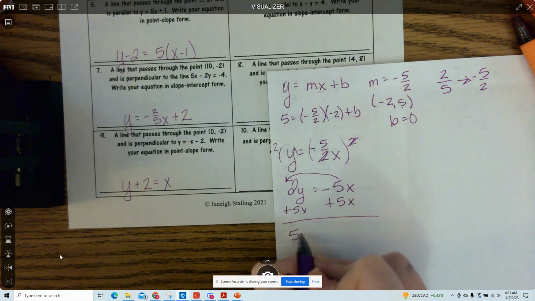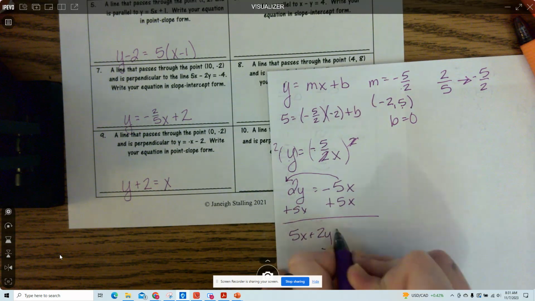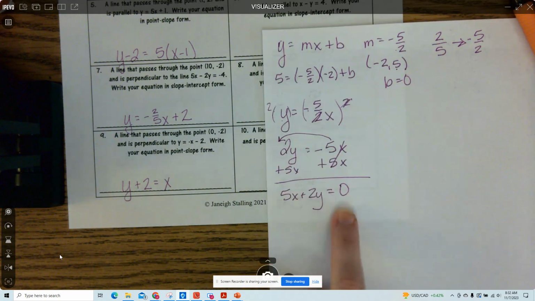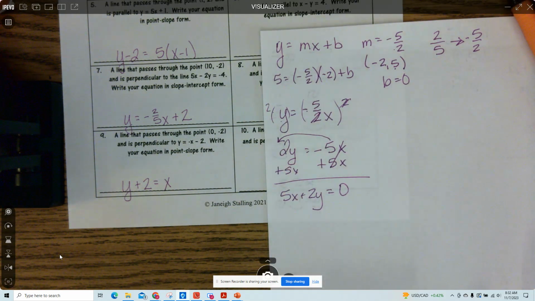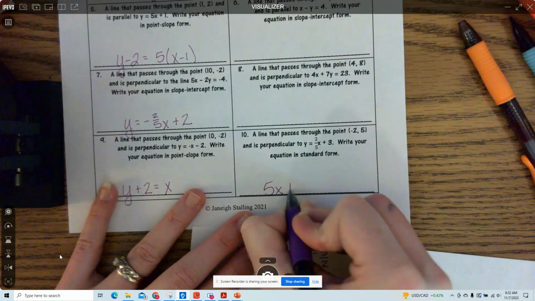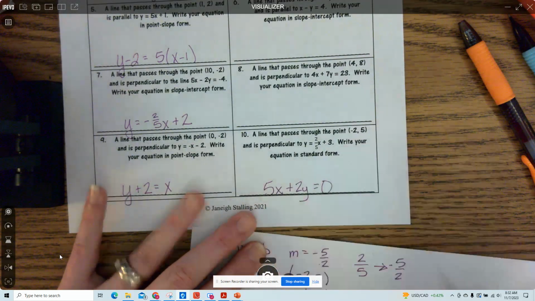Now, when I do that, this cancels. Does that look right? What should I do? 0. That's the only time you want to leave a 0 in there, if it's a placeholder. You just don't want a blank side of an equation. You want something over there. If there's nothing there, indicate with a 0 that there's nothing. Okay? All right, 5x plus 2y equals 0.